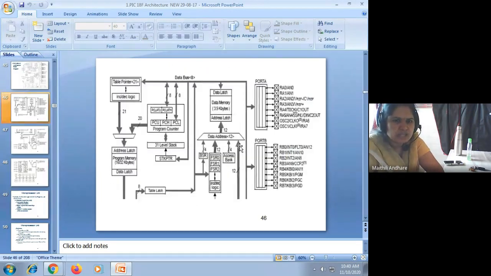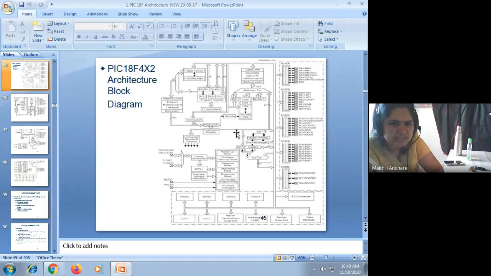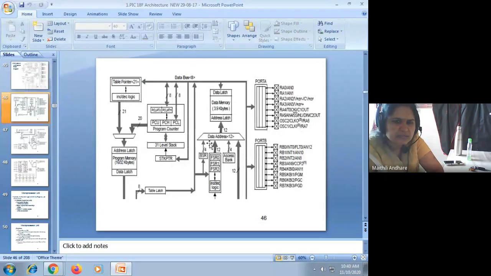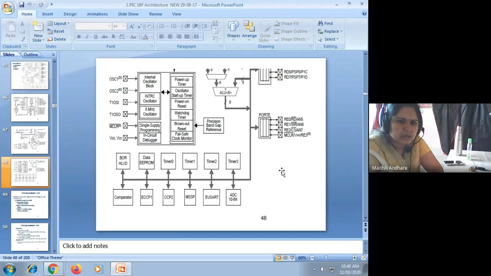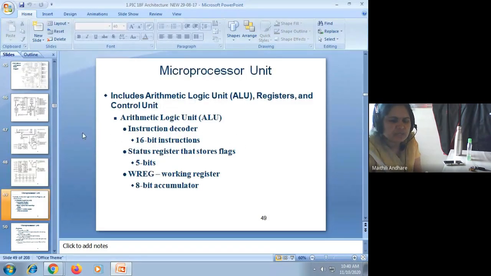So this is actually the architecture, and this is the part of the architecture. We will study again in detail what registers are available, the organization of data memory, the organization of program memory, then the ALU and how it works, the timers in detail, USARTs in detail, ADC in detail, and the significance of the CCP module. All this will be explained at the time of that particular topic.